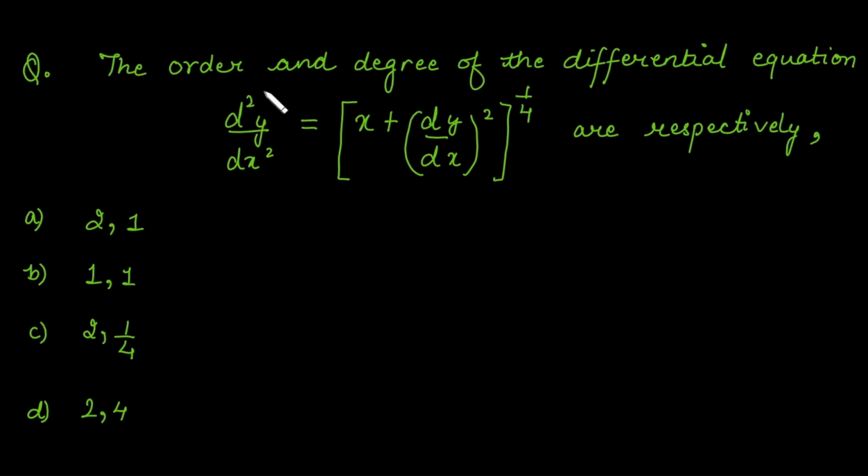The next question: the order and the degree of this differential equation are what? It is written with the word respectively. Respectively means first we need to write the order and then the degree. So first we check the highest order derivative in this case. The highest order derivative is 2. Now before finding the degree, first simplify this form because there is a fractional power over here, and we need to convert this into a polynomial. What we can do is, this is the power 1 by 4, so we can take the power 4 on both sides.